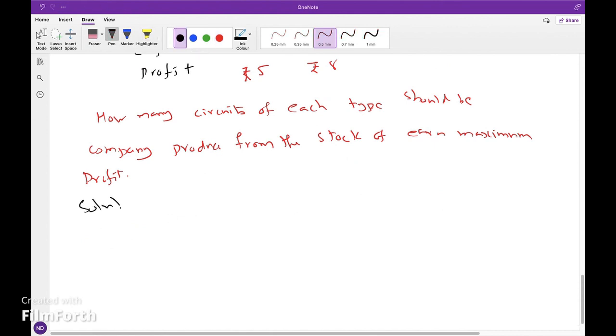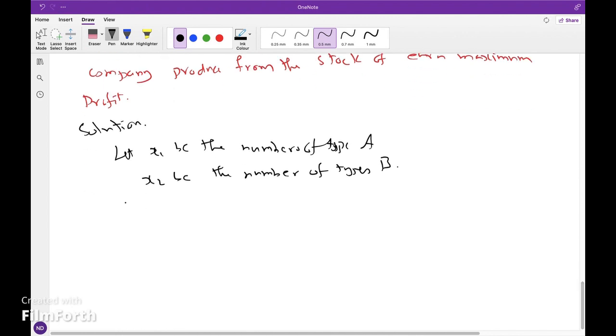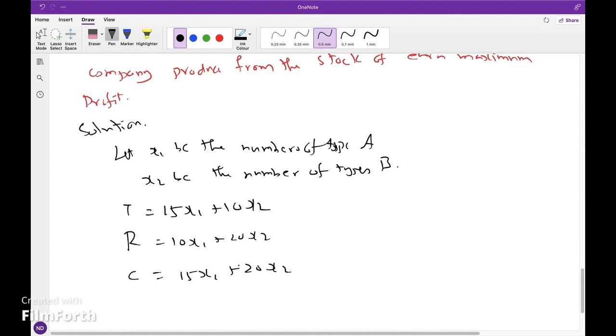Solution. Let x1 be the number of type A circuits and x2 be the number of type B circuits to produce. Transistors: 15x1 plus 10x2. Resistors: 10x1 plus 20x2. Capacitors: 15x1 plus 20x2. And x1 greater than or equal to 0, x2 greater than or equal to 0.